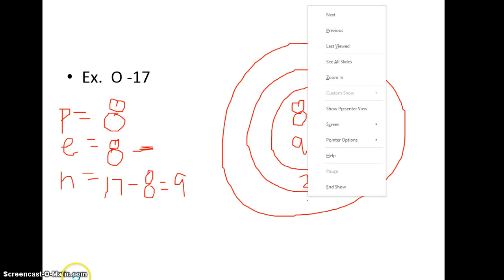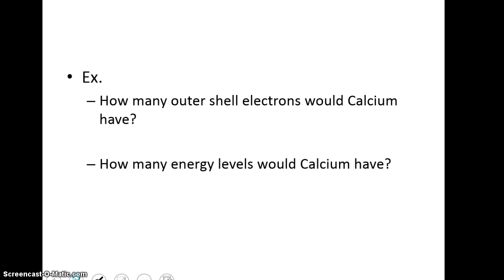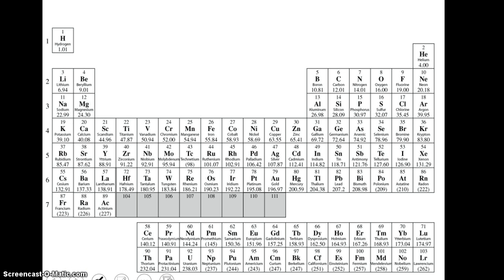One more thing you need to know for this is to figure out how many outer shell electrons calcium would have, or any other atom, and how many energy levels it would have. So I told you a few slides ago that the outer shell electrons are equal to the group number. The energy levels are equal to your period number. Now we haven't gone through group numbers and period numbers, so you can take out your periodic table and fill this in if you would like.